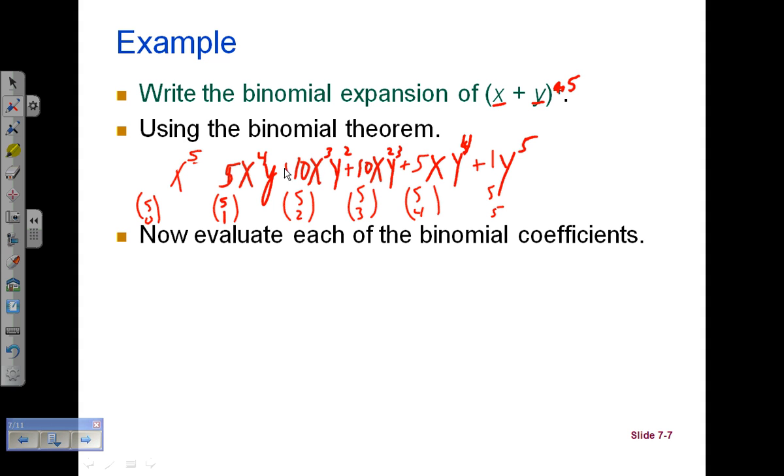Nice. Now you evaluate each of the binomial coefficients. Well, we did that. The first term was 1, the second term was 5, then 10, 10, 5, 1. Nice. All right, moving on.